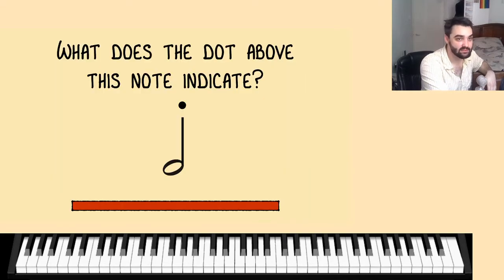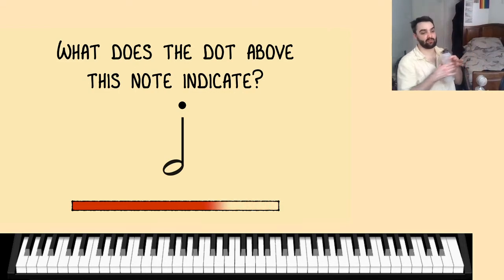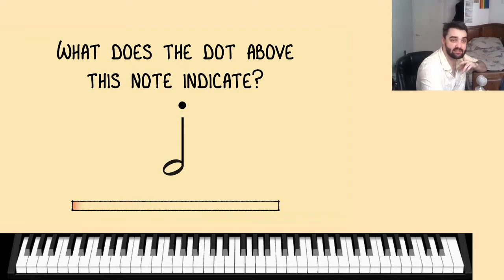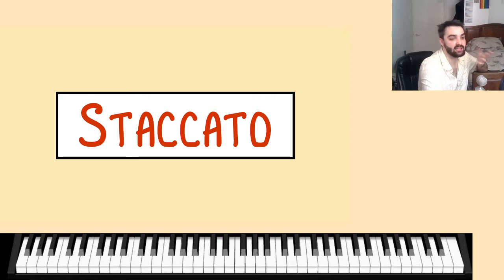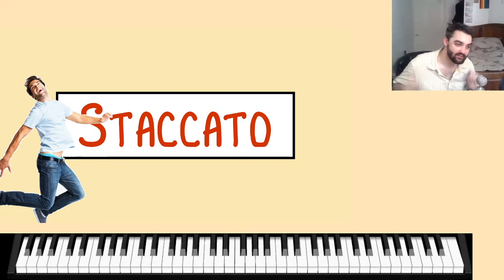Okay, so what does this dot above the note indicate? So when you see a dot above a note, something happens. What is that? You tell me. Time starts now. Can you remember what that was? Time is nearly up. And it means staccato. So if you have the dot above the note, you play it staccato, so you get a point. So you go very short and snappy.